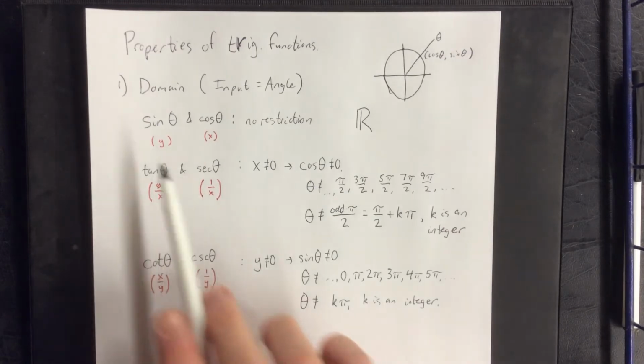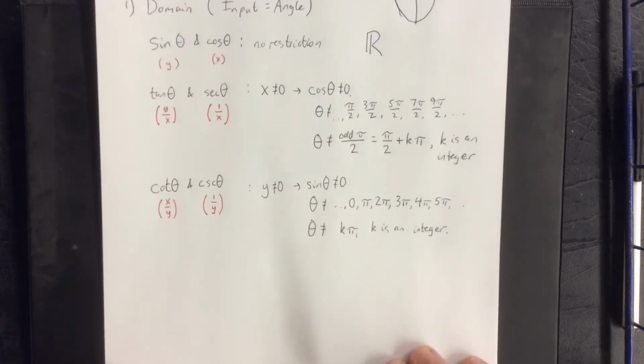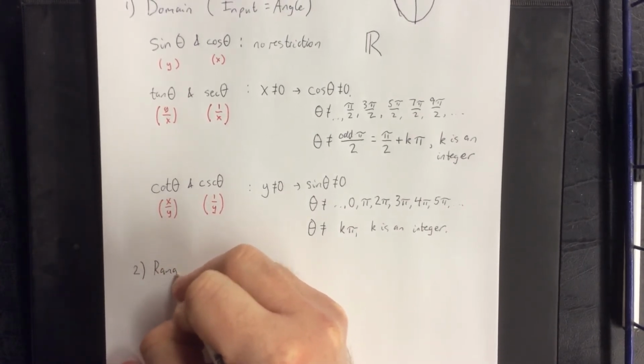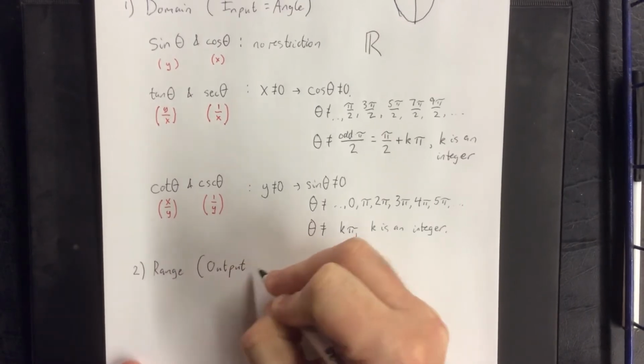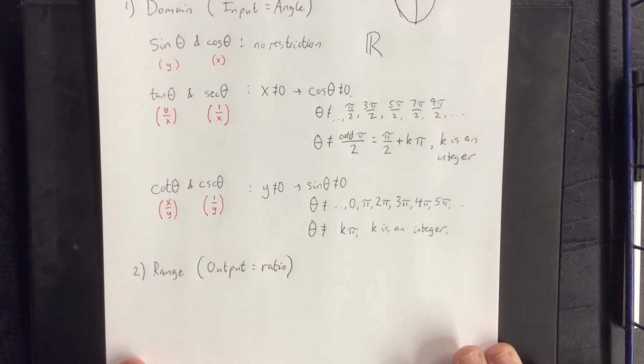So basically, unless you're dealing with sine or cosine, you're going to have to keep your eyes peeled for these domains. Now, next up, let's talk about ranges. Now the output for these is going to be the corresponding ratio that we get from the unit circle.